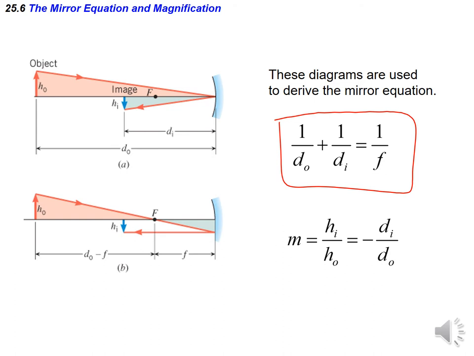If we will be solving for the magnification, we have two formulas. The first formula to get the magnification is the ratio between the height of the image and the height of the object, or HI over HO. That can also be computed using this equation, which is negative the distance of the image over the distance of the object.